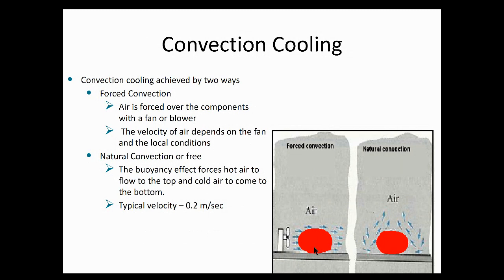So for forced convection, we could use some fan, and you can blow that air over the hot body, right? And it will move the heat away from that hot body. And of course, the faster this fan can spin and blow the air away, then the faster the rate you'll have heat being moved from the hot body.